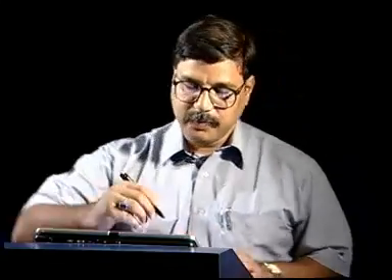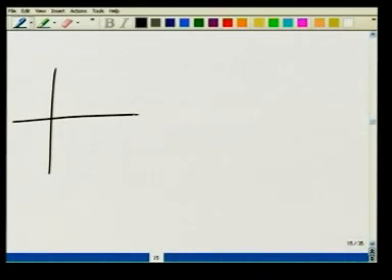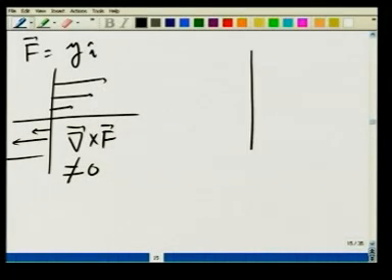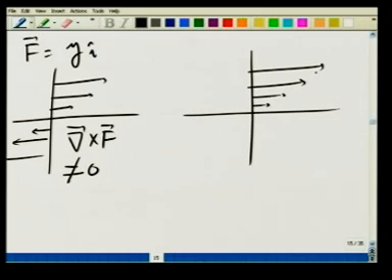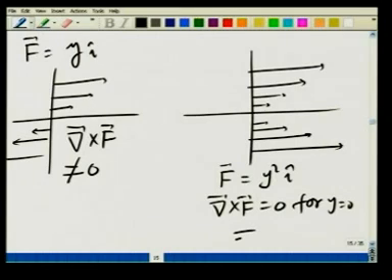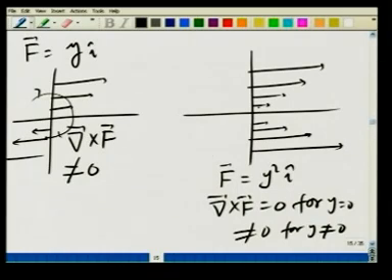Let me make it clean once more. For F equals y i, curl of F as we calculated previously is not equal to 0. For F equal to y square i, curl of F is equal to 0 for y equal to 0, and not 0 for y not equal to 0. So, you can see that the curl seems to give you a feeling. Here again there is some sort of rotation involved. Here there is no rotation involved. It gives you a feeling for a rotational kind of thing.